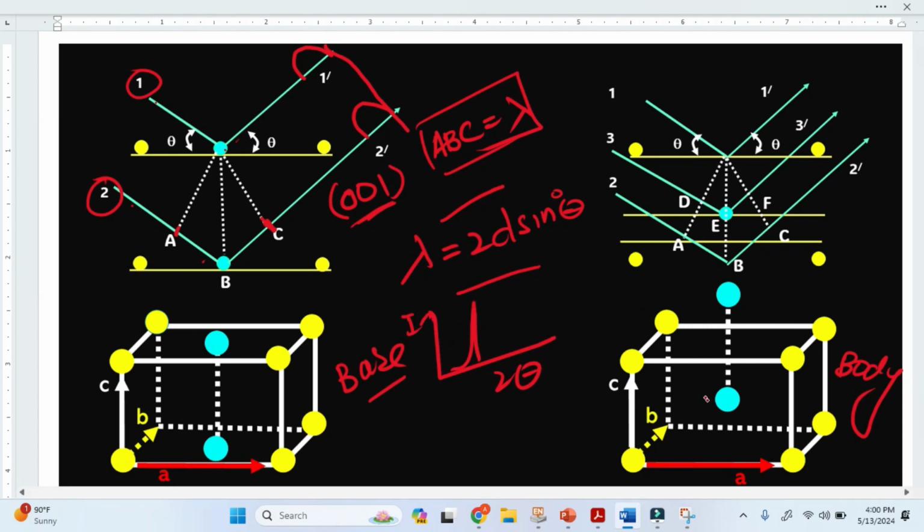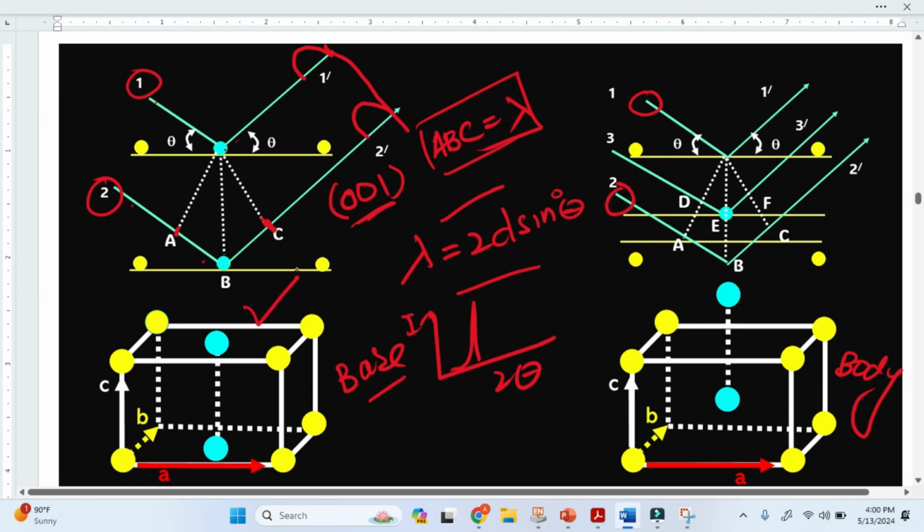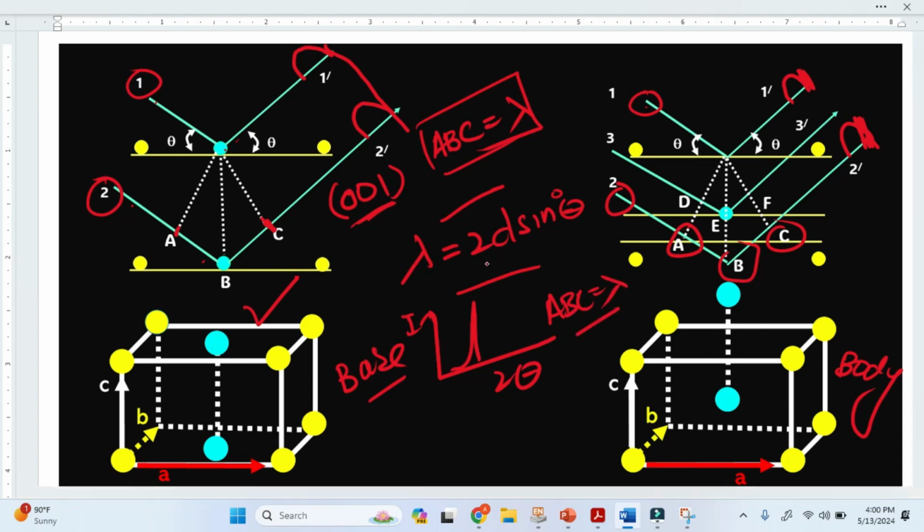Now look here. This is the body centered orthorhombic unit cell, and these are the lattices. This is ray 1, this is ray 2. It is just like the base one. Ray 1 and ray 2 give constructive interference, and both are in phase. This means that ABC, the path length, is again equal to the wavelength. So Bragg's law is satisfied.